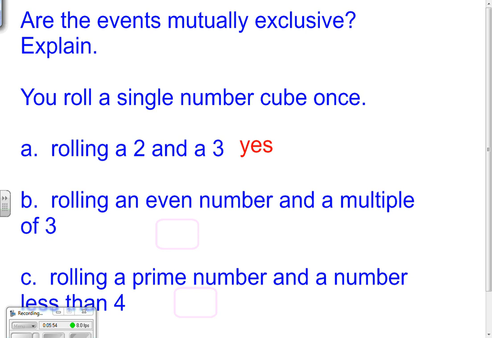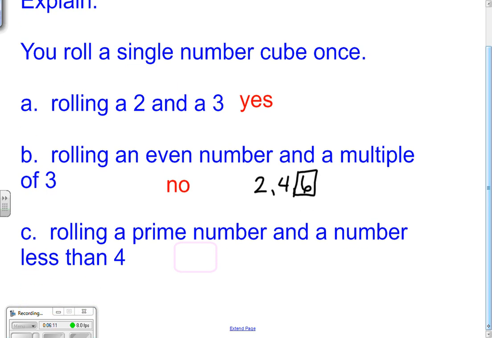Letter B, rolling an even number and a multiple of 3. Well, the even numbers on a cube are 2, 4, and 6. And 6 is a multiple of 3, which means you can do it. You can roll a 6 and both of those things work, which means that this is not mutually exclusive. If you can do it, it is not mutually exclusive.